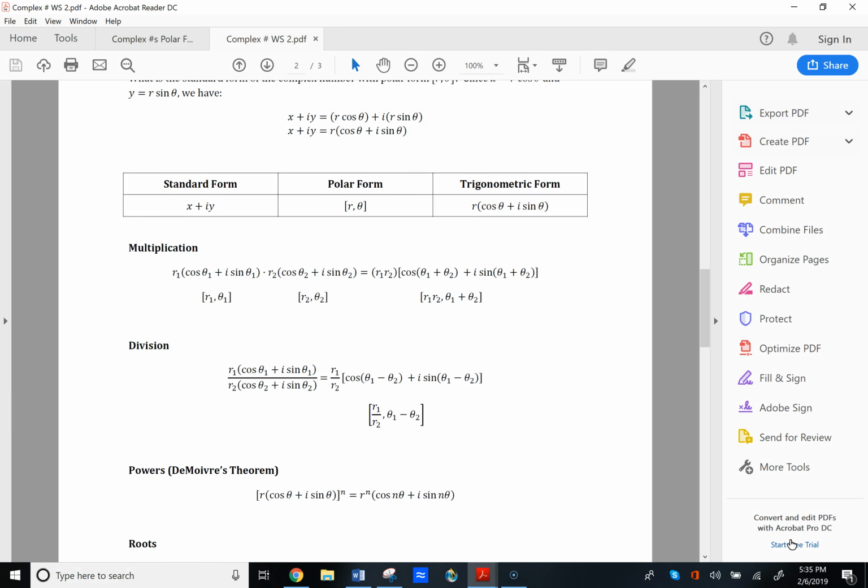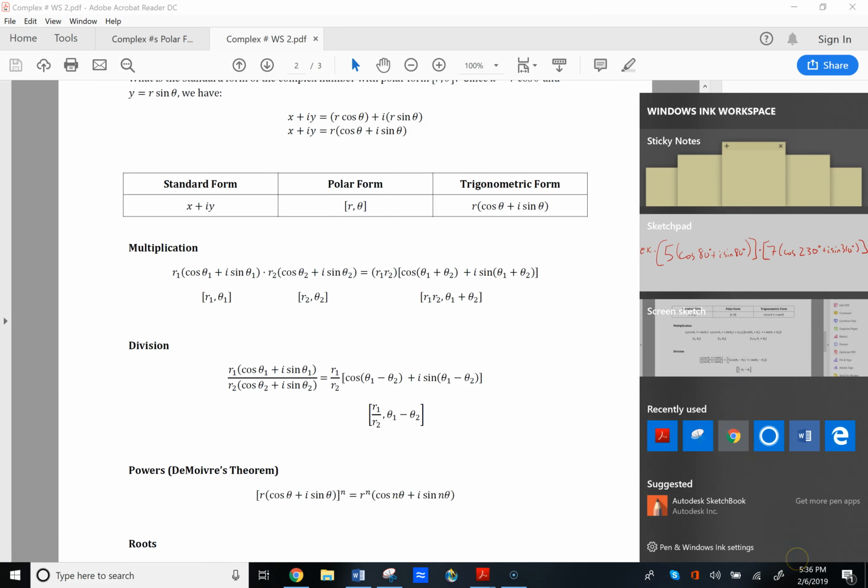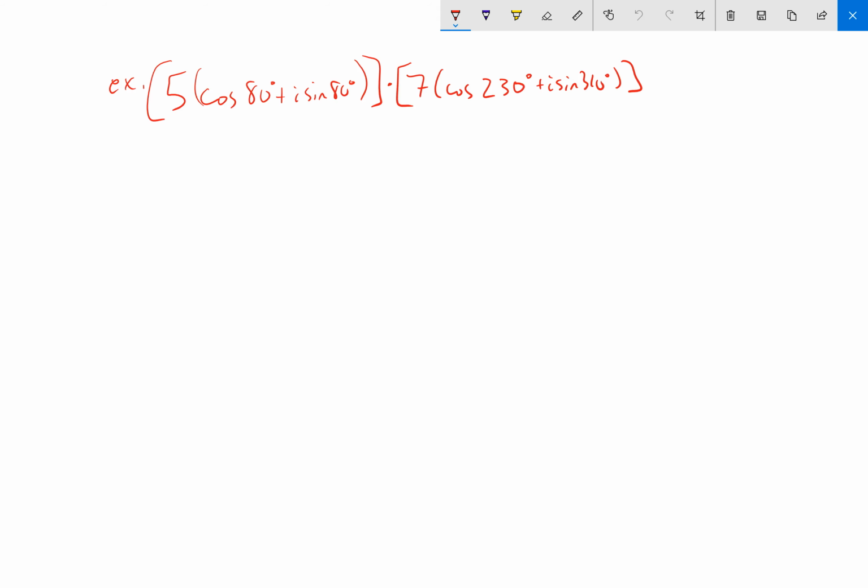Okay, so let's try another one. Maybe you do this one on your own. Why don't you just pause it right now if you want. I don't feel like I'm going to sit here and wait for you. So you pause it, try this problem. I'm going to go ahead and keep going. So again, all we need to do is multiply r1, which is 5, times r2, which is 7, and get 35. And then add theta 1 to theta 2, which is 310. And it's that simple.